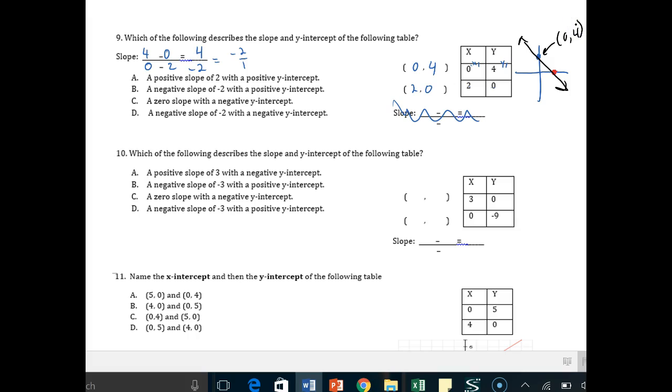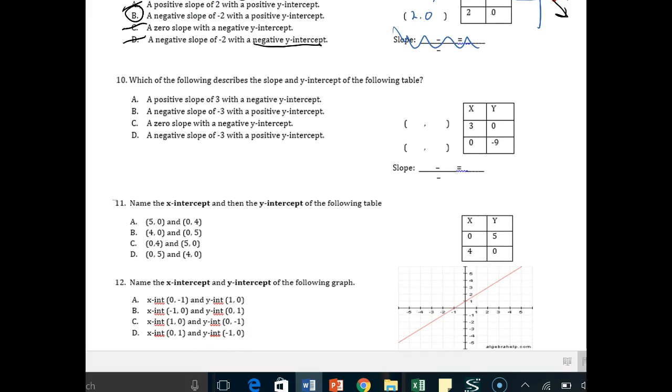So we have a negative sloping line, right? There's a negative slope, so anything that says positive slope is gone. So A is gone, 0 slope's gone. Okay, so negative slope of -2 with a positive y-intercept. We have a positive 4 for our y-intercept. This one says negative y-intercept. That would be a y-intercept down here in the negative range, so D is not it. B is the answer. Negative slope of -2 and a positive y-intercept.